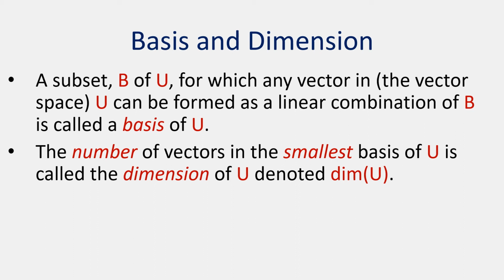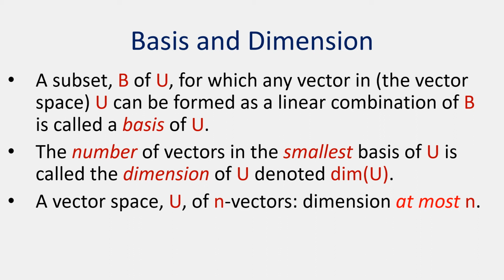Now, I hope it's clear that if we take any basis at all of a vector space, any superset of that set of vectors is also a basis. So this notion of smallest basis, this notion of dimension, that is quite well defined. The smallest number of vectors in any basis of the vector space. One property we can see immediately is that any vector space of n vectors has dimension at most n.